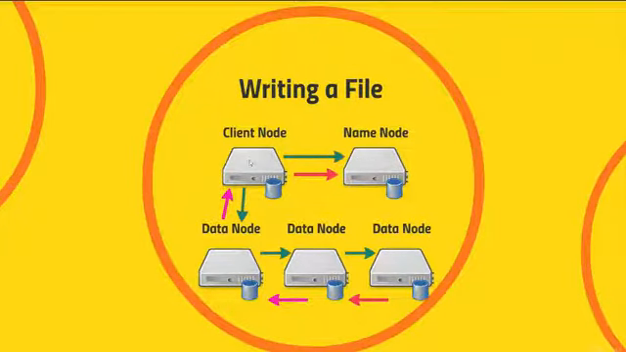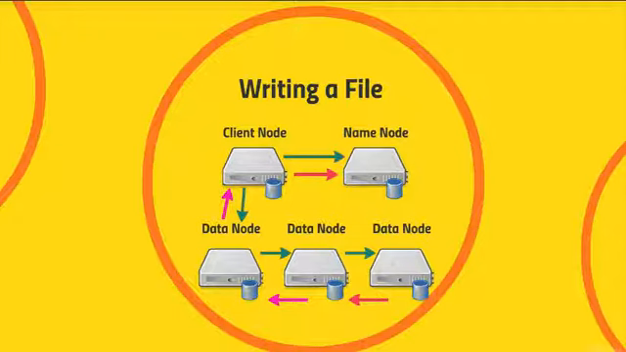And your client node will then talk to a single data node and say, here's my data, here's my file. And your data nodes will then talk to each other to actually replicate those blocks across multiple nodes. So that information from the name node comes back through the client node down to the data nodes, where the data nodes then talk to each other.